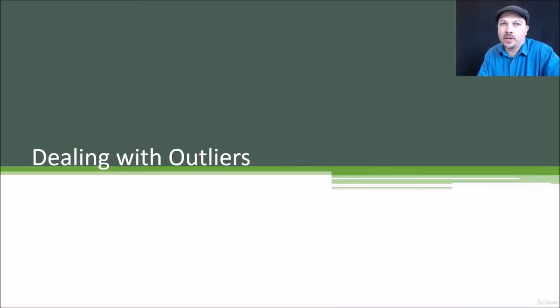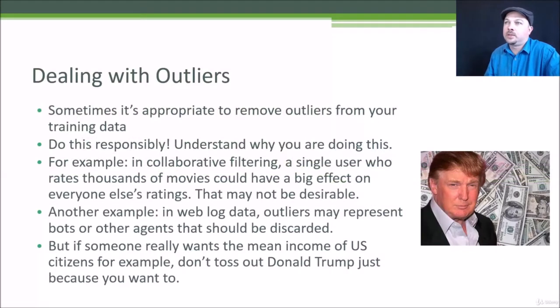So sometimes your real-world data will contain outliers, and they might be legitimate outliers. They might be caused by real people and not by some sort of malicious traffic or fake data. And you have to decide how you are going to deal with them. So sometimes it's appropriate to remove them, sometimes it isn't. Make sure you make that decision responsibly.